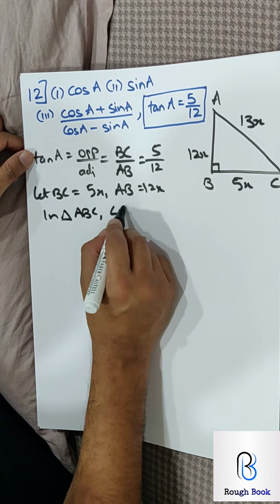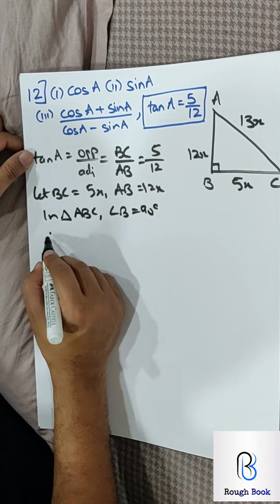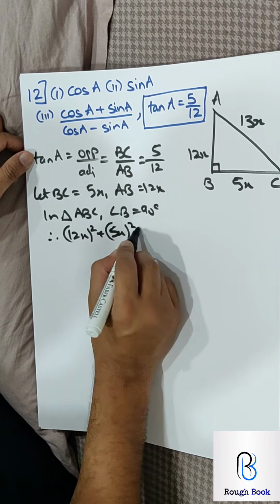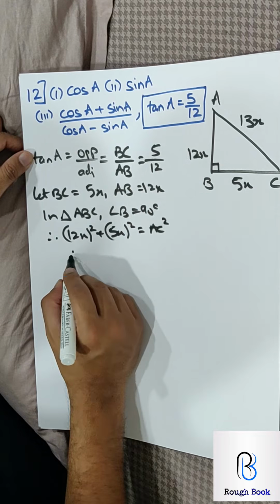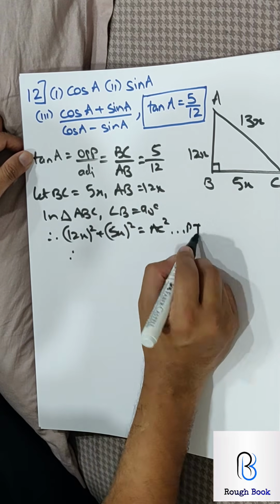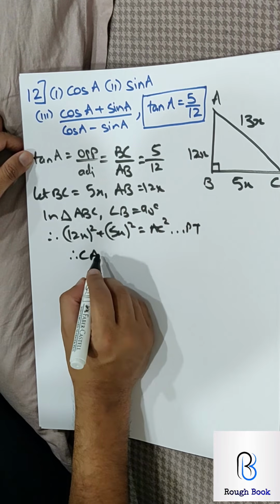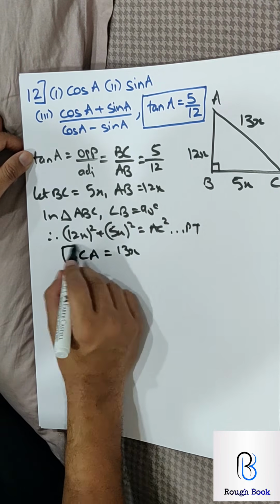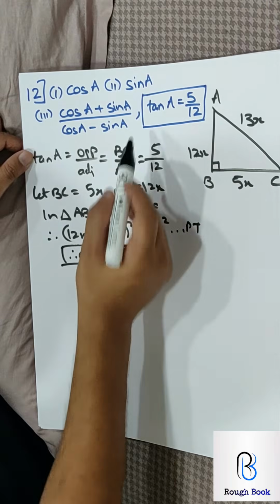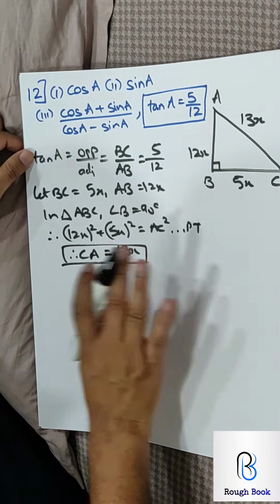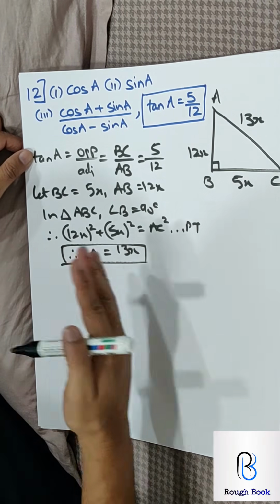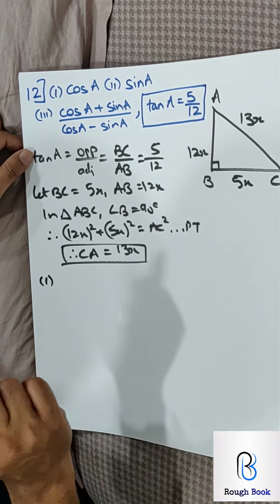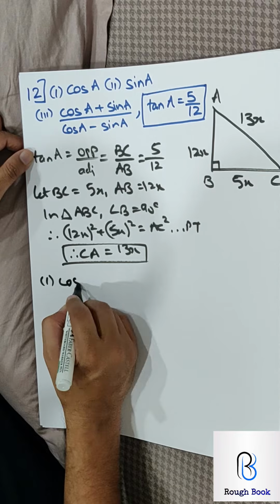But don't write directly please. I am repeating this again and again. Show the steps. So therefore 12x square plus 5x square equals AC square. So by Pythagoras theorem, AC is 13x. I wrote CA, I'm sorry, but it should be AC. So I managed to get this. Now all things are very simple. We are doing the same things again and again. Nothing new. By the end of the exercise, this is going to be very simple with practice. But you will need honest practice without copying and cheating.